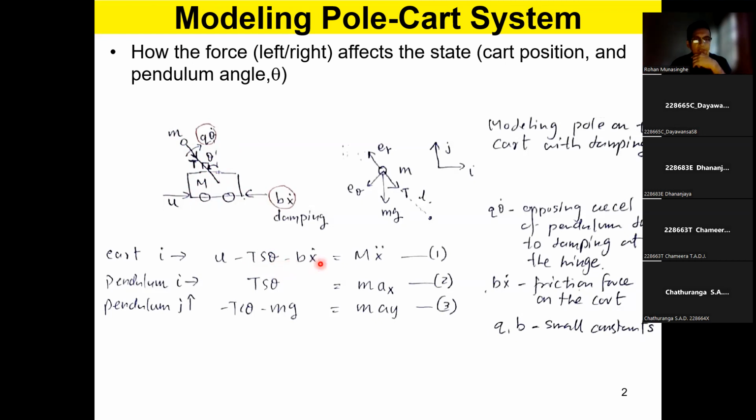And there's also friction, Bx dot, acting against the motion. Therefore, it is minus, which is equal to mass times acceleration, x double dot. Right? We are writing in the I direction. So this is positive and these are negatives. That is the first equation for the cart along the horizontal direction.